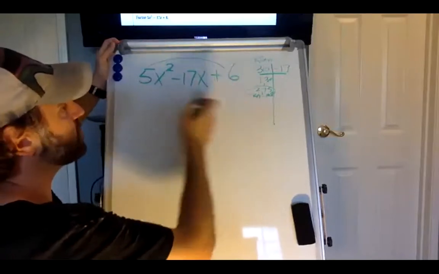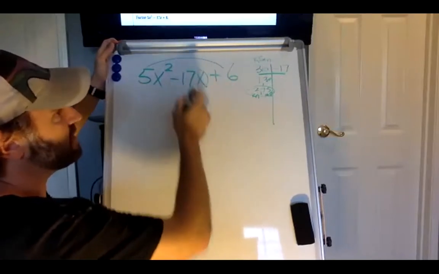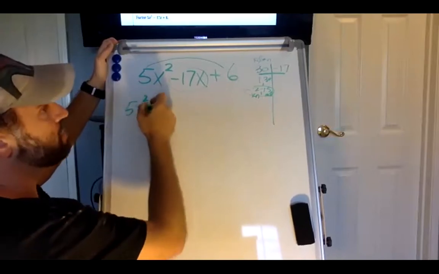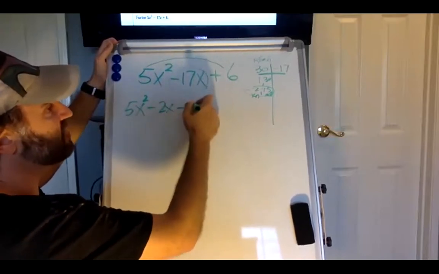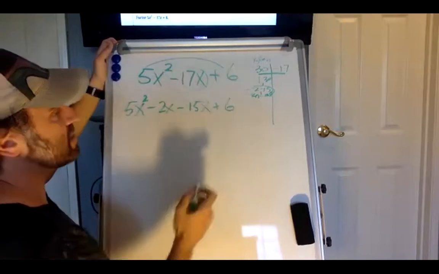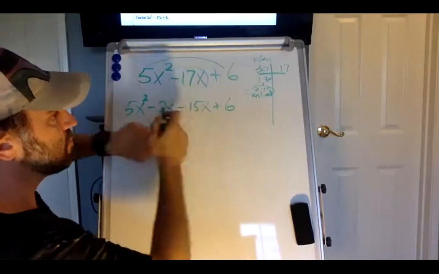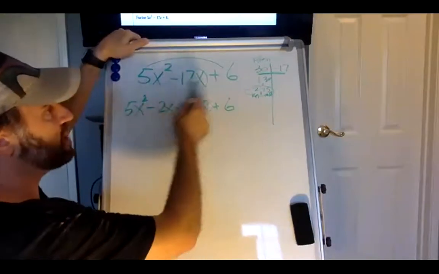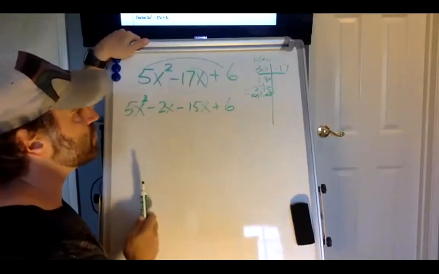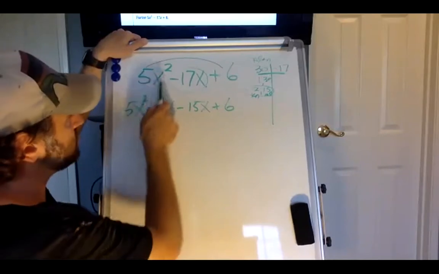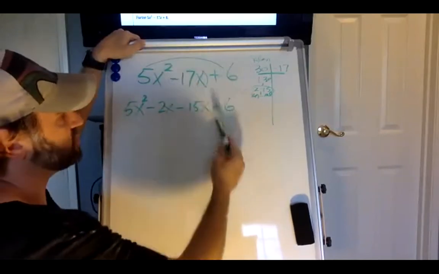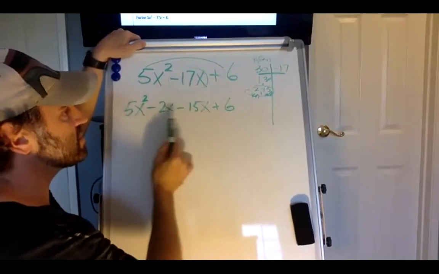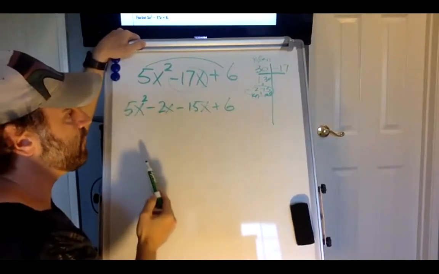That means that I'm going to split this negative 17x into those two pieces: minus 2x minus 15x plus the 6. And it doesn't matter, it's x minus 2 and x minus 15. If you notice, I have not changed the value of my original polynomial. I have not changed my first term, I have not changed my last term, and I didn't really change the middle term's value. I split it into the two that I wanted.